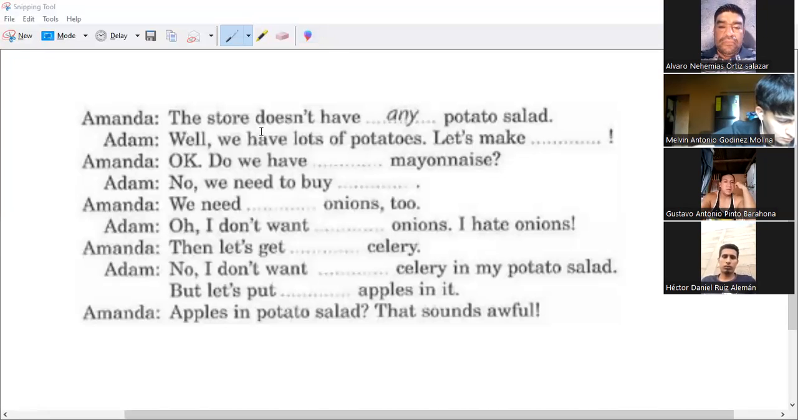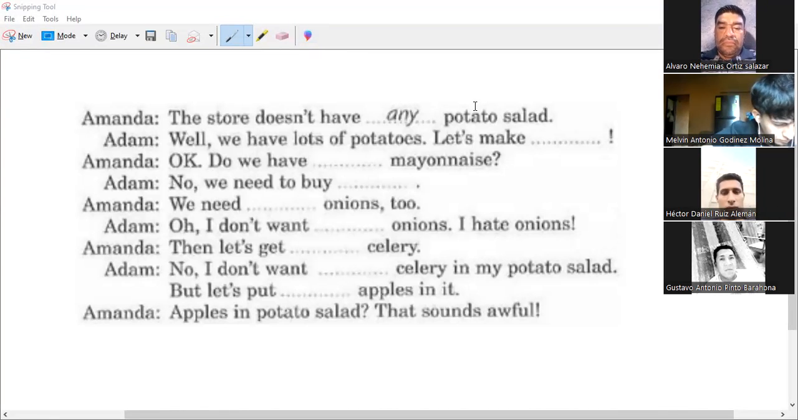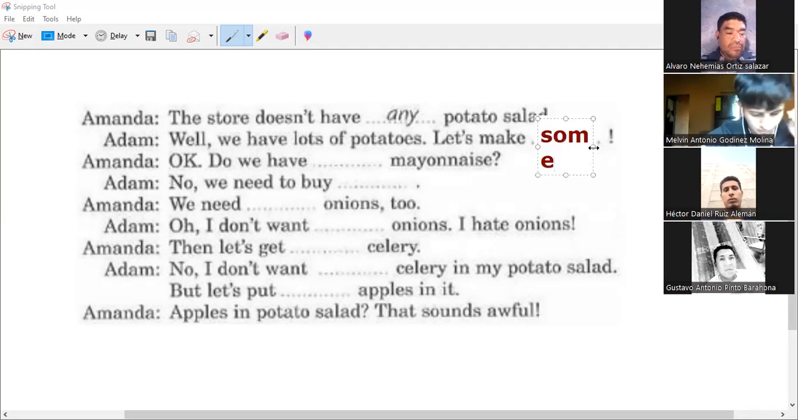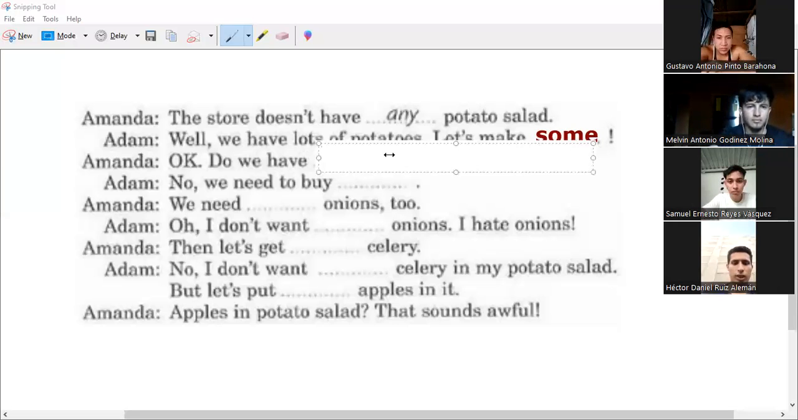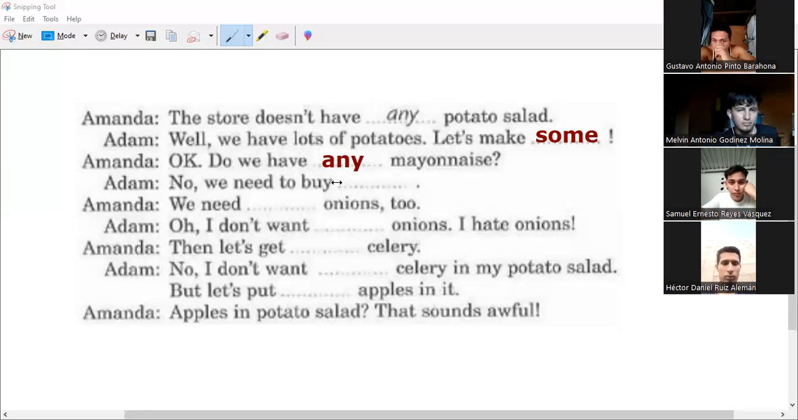Okay, so the store doesn't have any potato salad. Well, we have lots of potatoes. Let's make some. Let's make some. Okay, do we have any? Any, good. Do you have any mayonnaise? No, we need to buy some. We need to buy some.